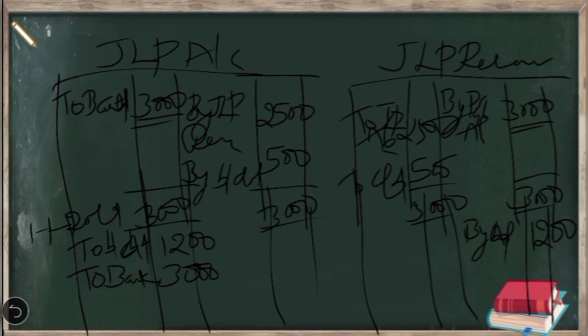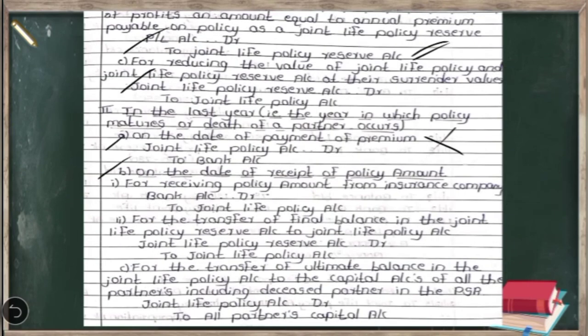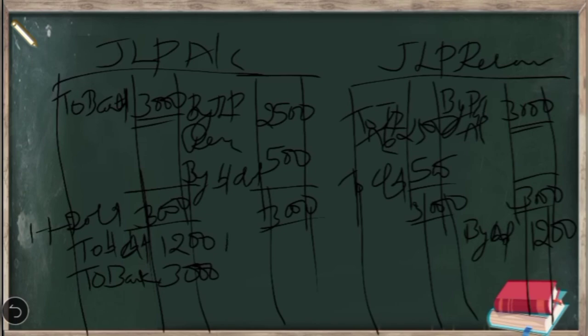So because of which the insurance company would pay them an amount which is 50,000. Policy amount is 50,000. So what is the entry we need to pass here? Bank account debit to joint life policy account. So we will make the entry on the credit side by bank account 50,000. Okay.